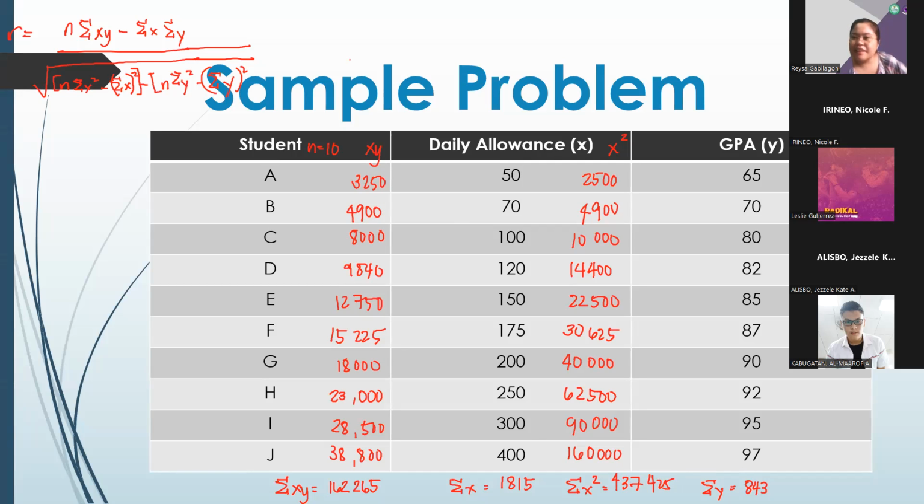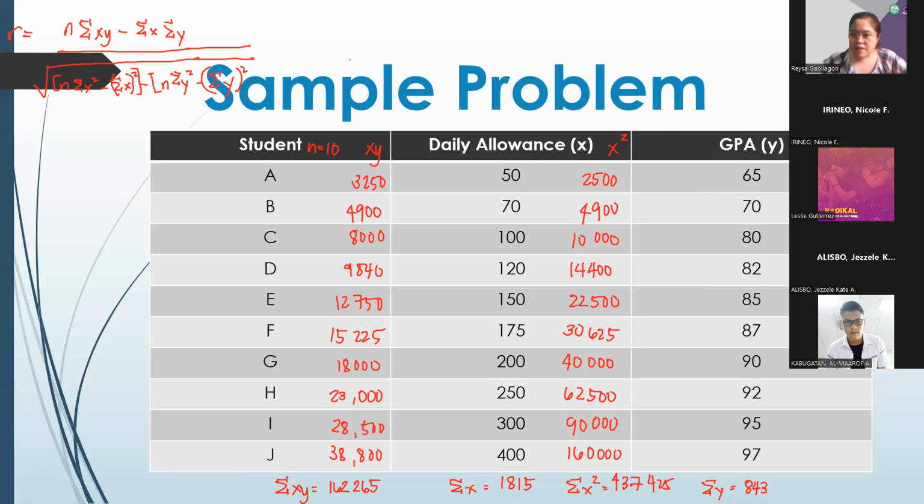Okay, go. And then we have the y squared. We will do the same thing. The computation of Pearson R is quite long, class, if we are doing the manual computation. Oh, they are the same. I had 80 squared earlier. 6,400. And then 82 squared, 6,724.